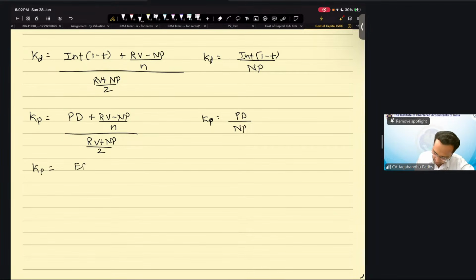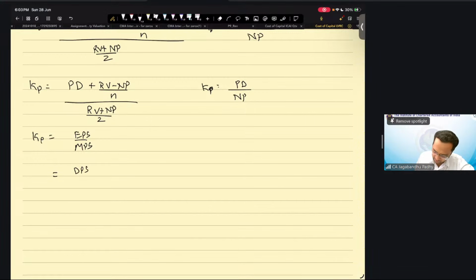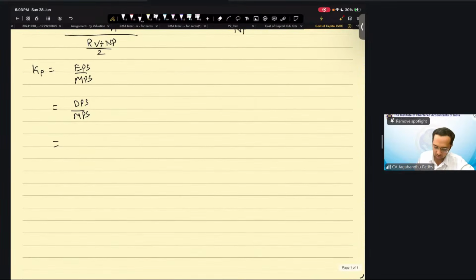Cost of equity, we have seen multiple formulae. One of the formulae is EPS upon MPS. Another formula is dividend per share upon MPS. Then the dividend growth model, the constant dividend growth model, where cost of equity is calculated as D1 upon P0 plus G. D1 is the next year dividend or the upcoming year dividend. P0 is the current market price. And G stands for the growth rate. Okay. So these are the cost of equity formulae.